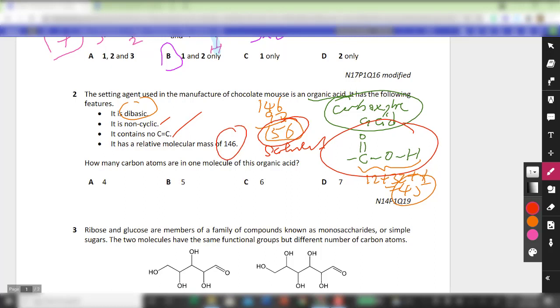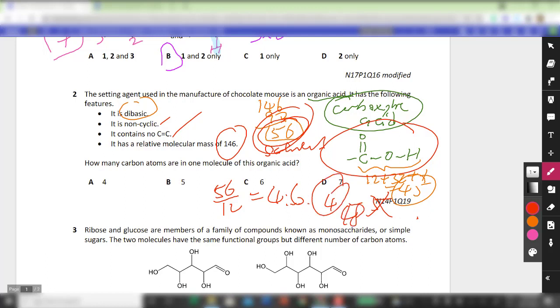One way you can go about it is to take 56 divided by 12. That 12 is the relative atomic mass of carbon, so you will get about 4 point something, about 4.6-ish. Then you can't take the upper limit, 5, because if you incorporate extra hydrogen, it will exceed 56. So if it's 4, that will be 48.